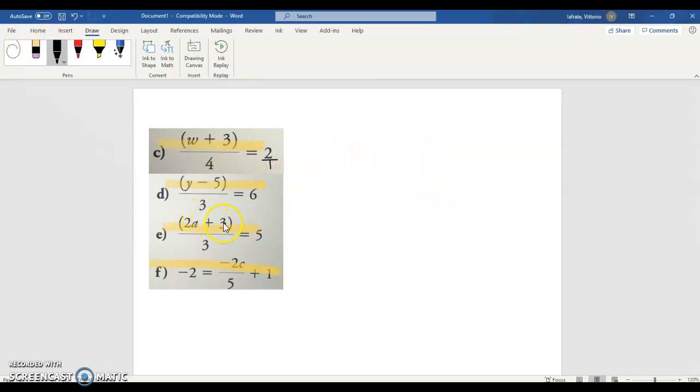So we have 2a plus 3 over 3 is equal to 5. And again, this could have been written in this fashion here, 2a over 3 plus 3 over 3 is equal to 5. But we're going to continue with the way it's written over here. So we have 2a plus 3 over 3, keep those brackets there, is equal to 5.